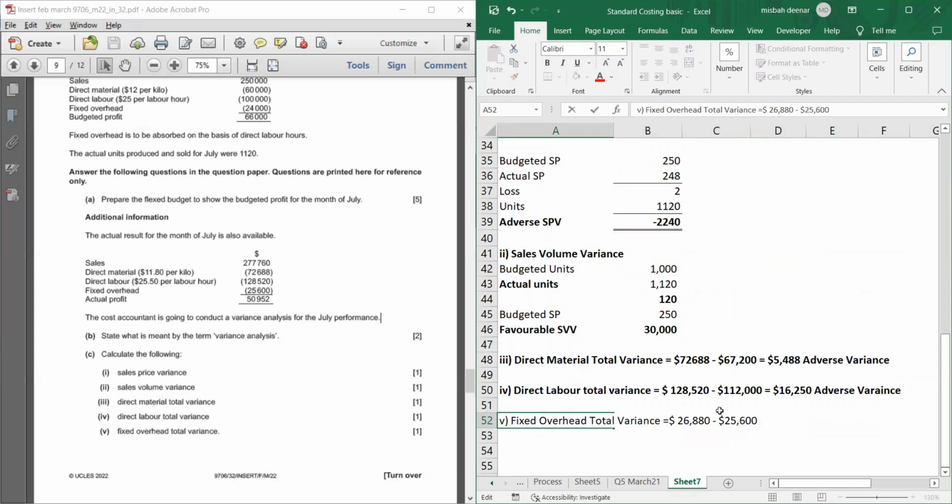See, the actual cost is lower than the flex. The flexed cost is higher, the actual cost is lower. So that's why I haven't written the actual cost over here. Otherwise, you will ask me why I have written actual here, and now here I am keeping the flex cost before. So this would give us a favorable variance of 1280.